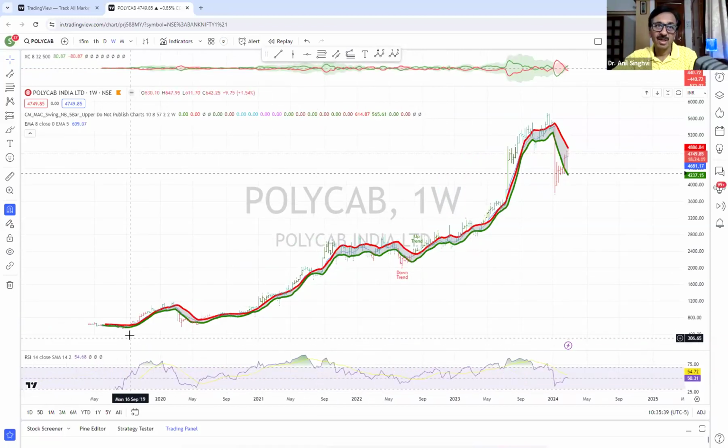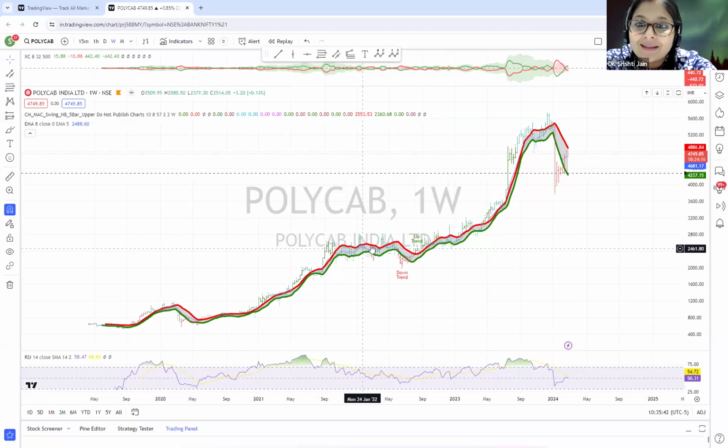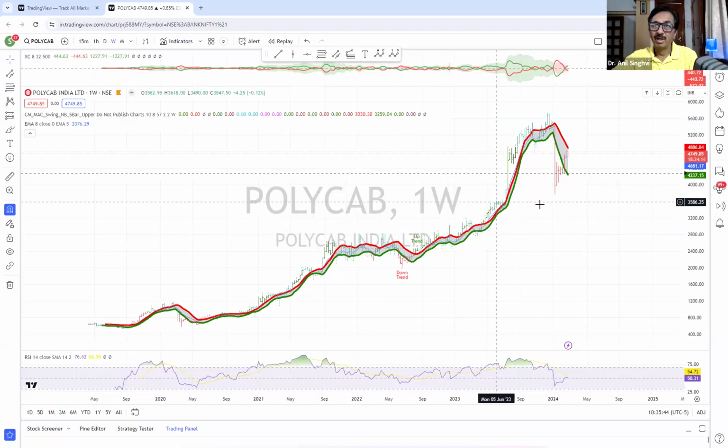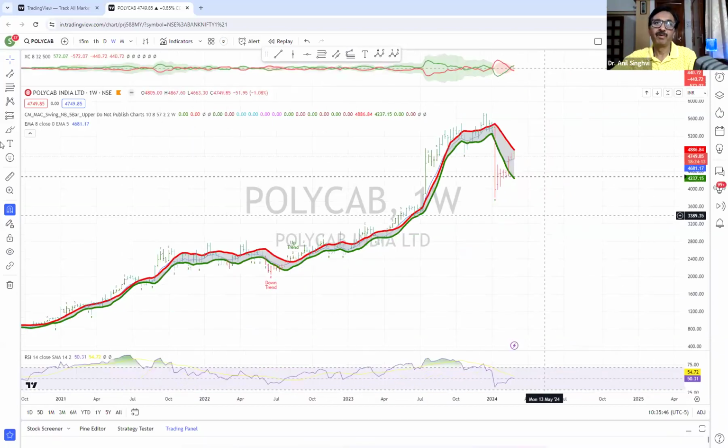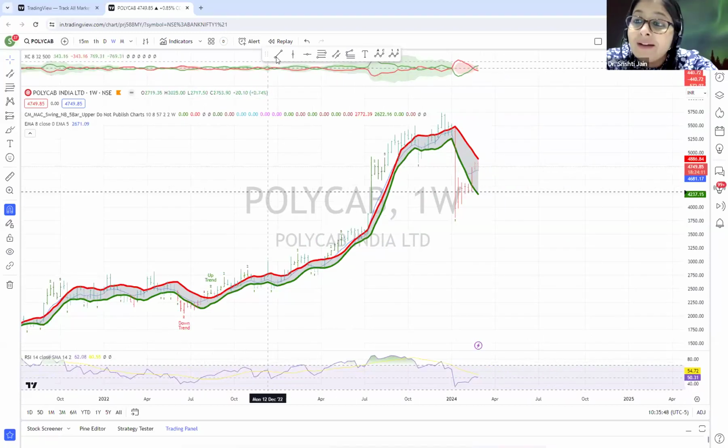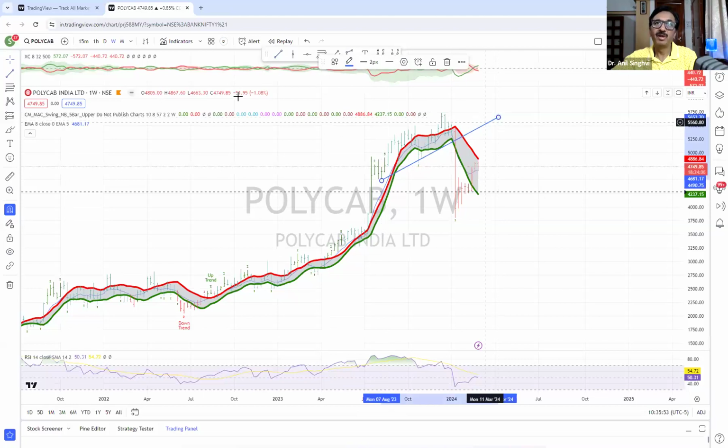Here something is interesting. I just saw this. So this is wave 1, wave 2, this is wave 3, wave 4, and this is wave 5. And what is happening at the end of wave 5? You can see this. So could we have identified wave 5 in Polycab, sir? Yes, you can. This is basically something like an ending diagonal only.